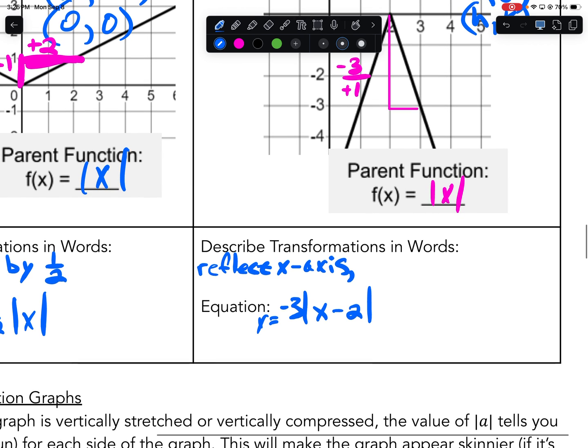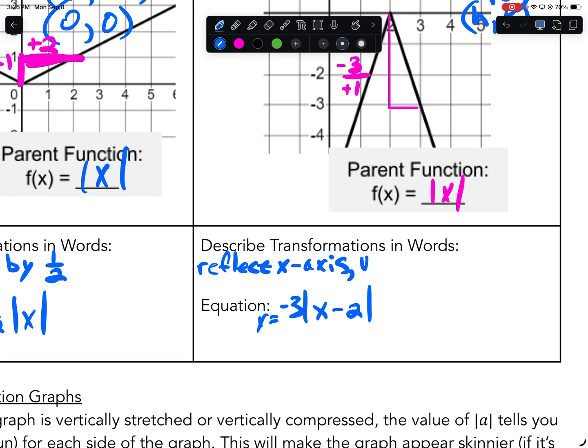Second one is the 3, so that's a vertical, I'm abbreviating vertical stretch VS by 3. And then last is right 2.